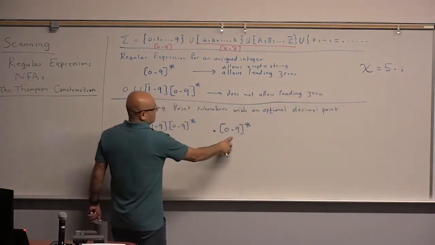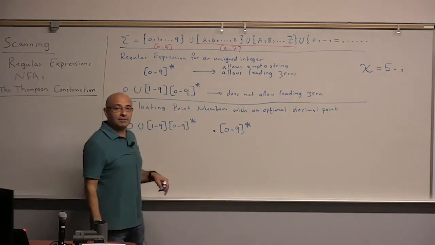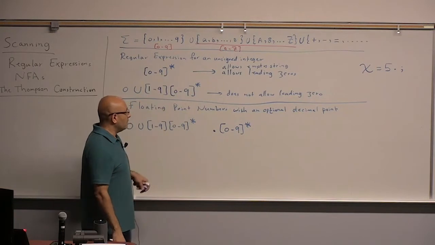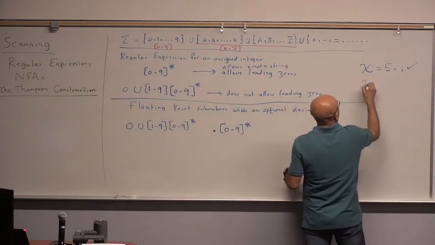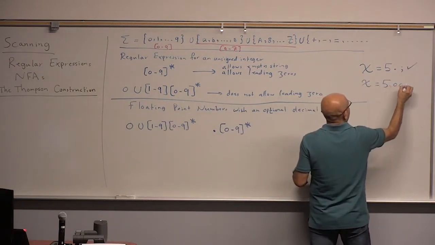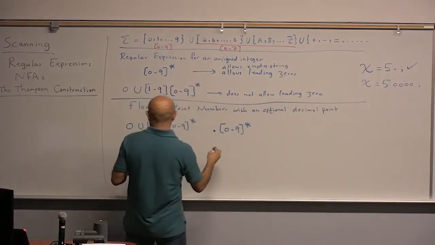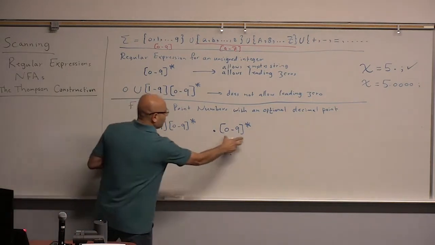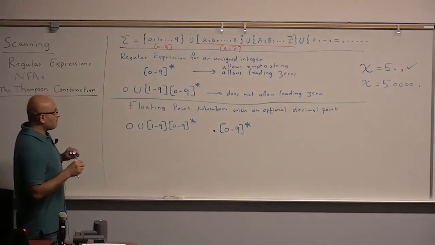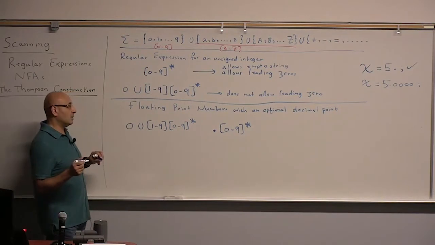So this allows you to have nothing after the decimal point, or it allows you to put as many zeros as you want. So this will allow this. But if you do it this way, this is a regular expression for the decimal point. But here, we're saying that the decimal point is what? Mandatory. So if we want to make it optional, what should we do?